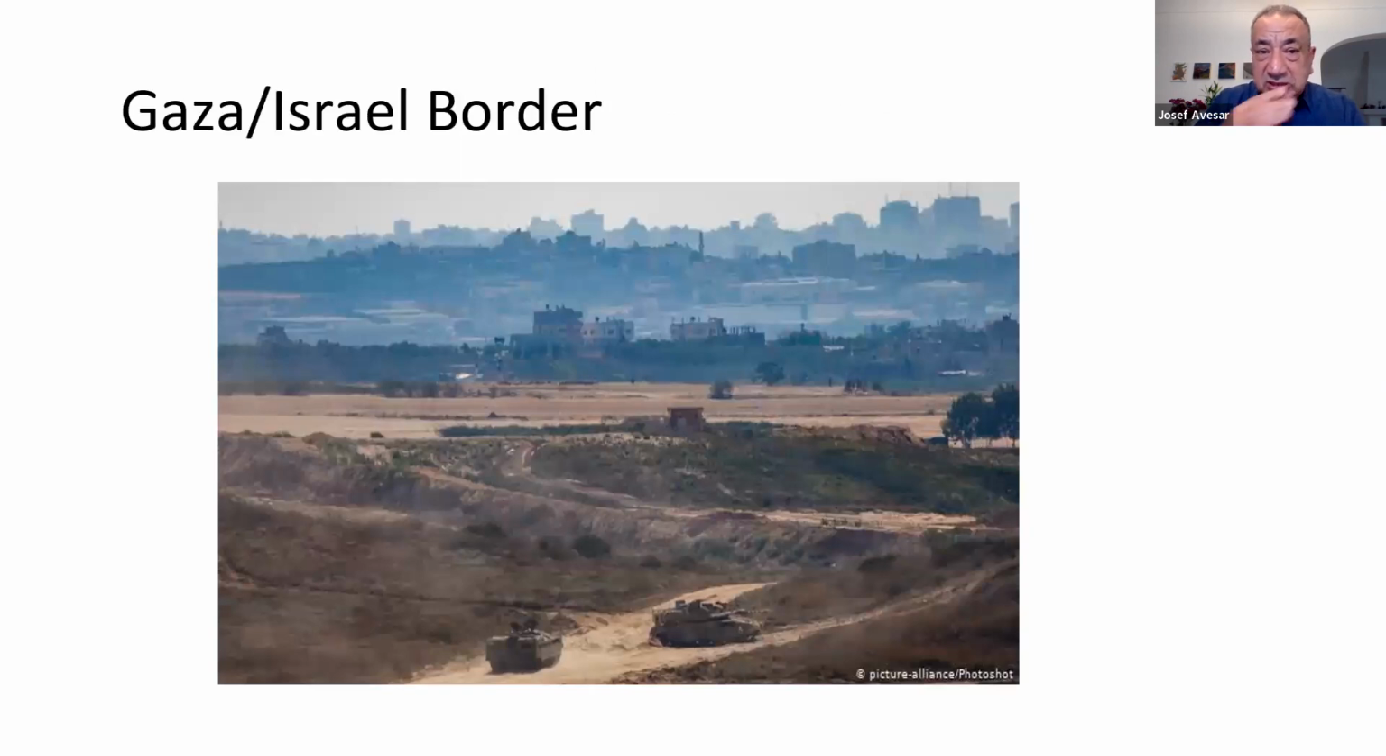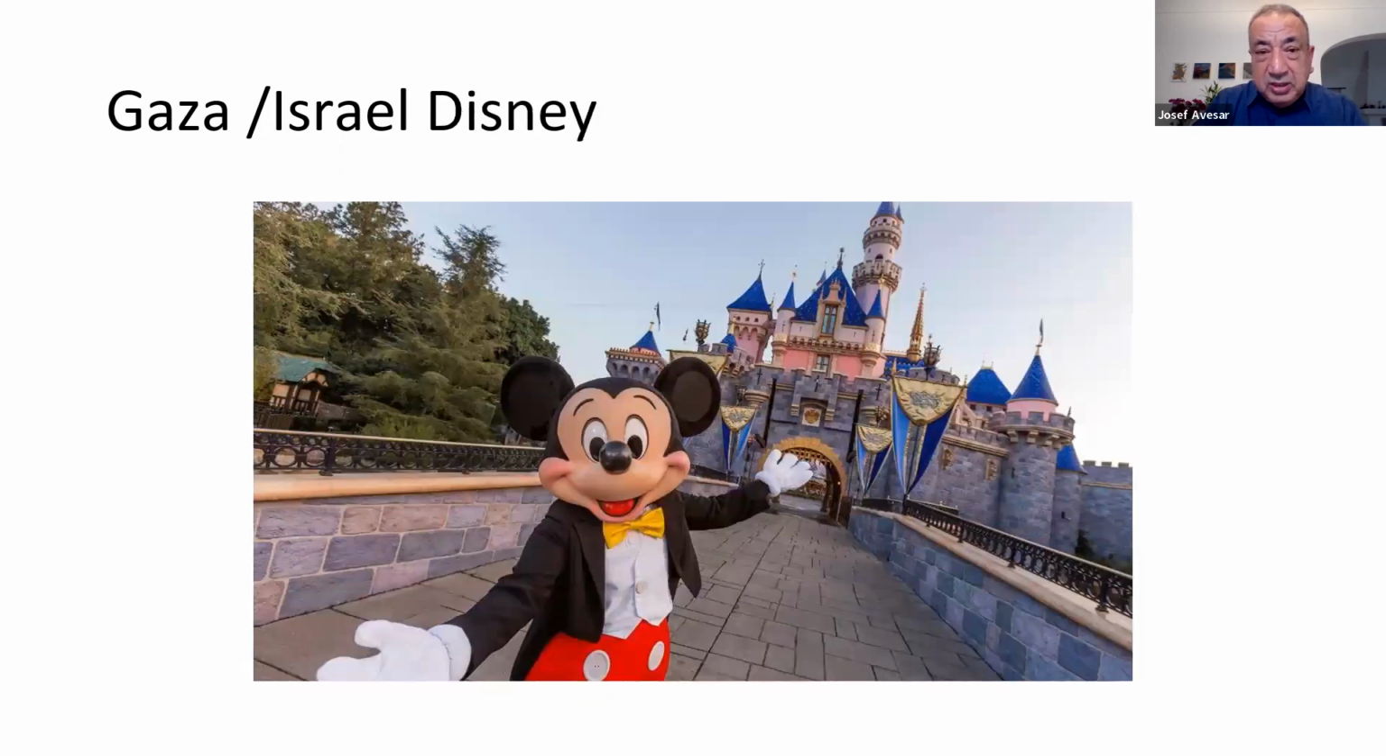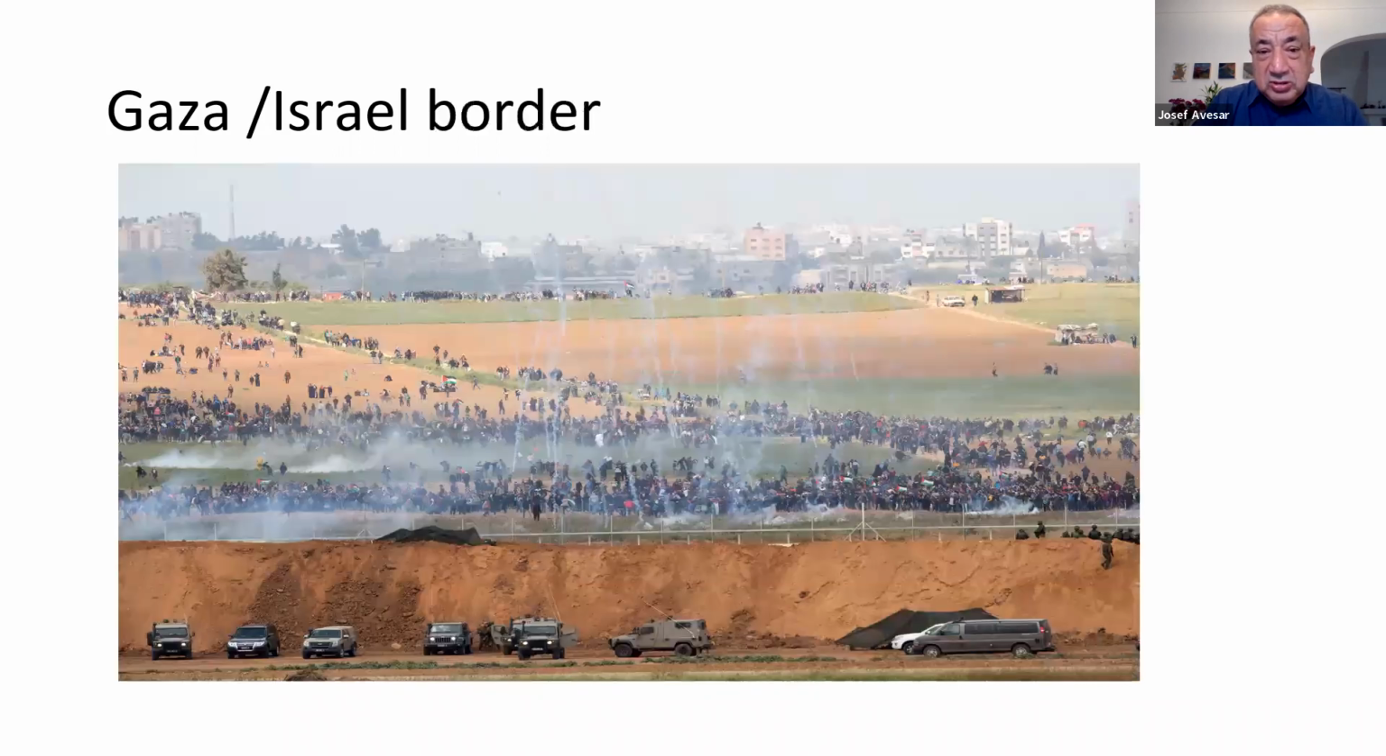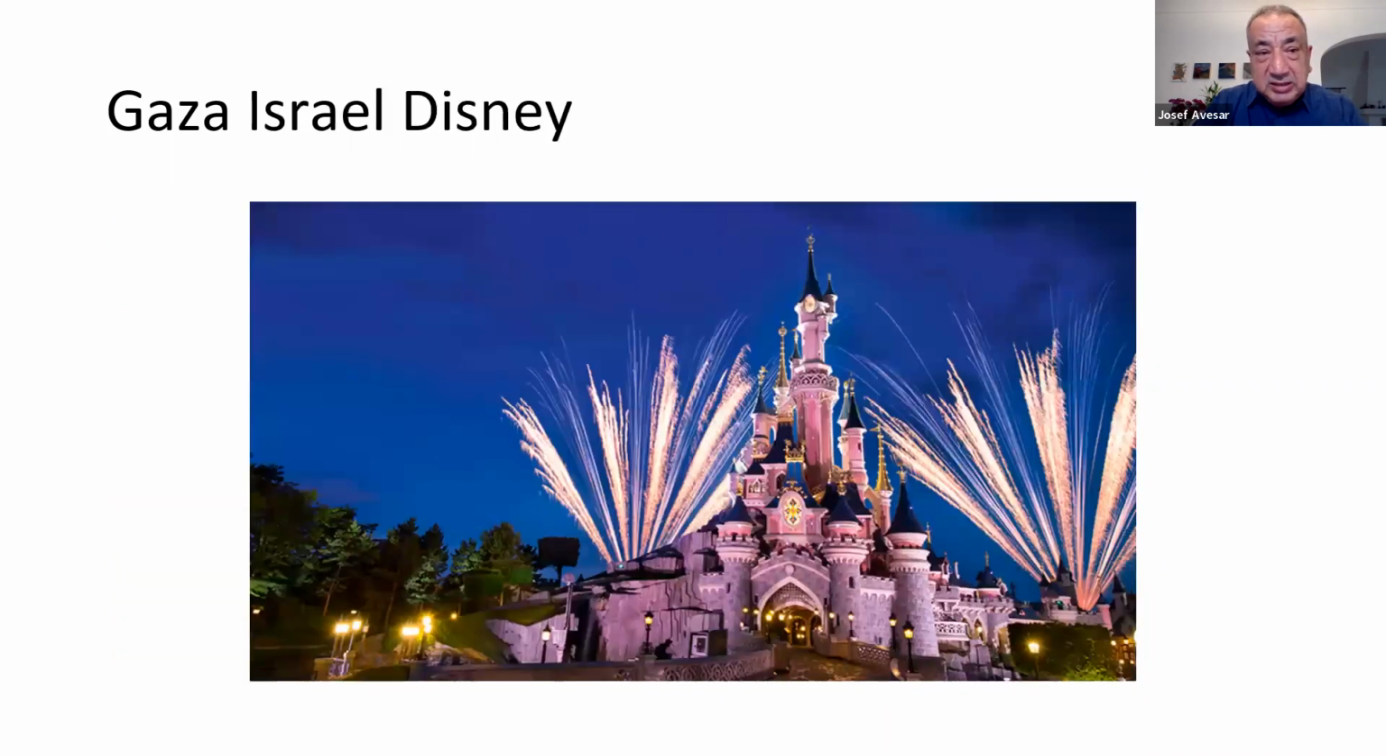The purpose is, if you see, this is what the border of Gaza and Israel looks like. It's actually a beautiful, beautiful area, but as you can see, it looks almost like a military zone. So we want to change this area from looking like this to looking like this. We want to change it from looking like this, where snipers are shooting at Palestinian demonstrators, to looking like this. So we want to create a Gaza-Israel Disney.